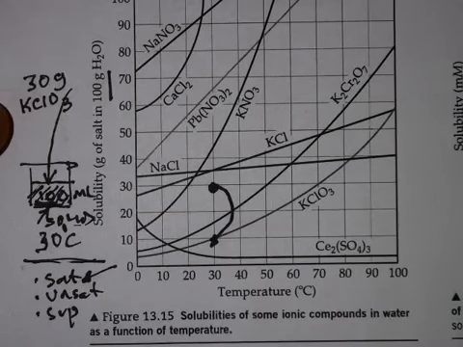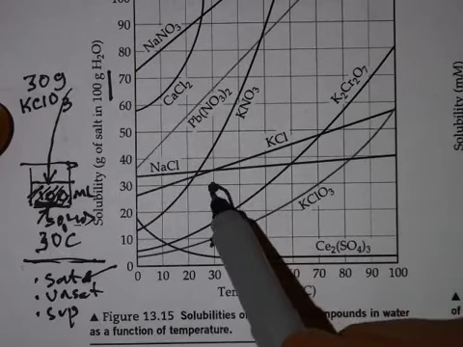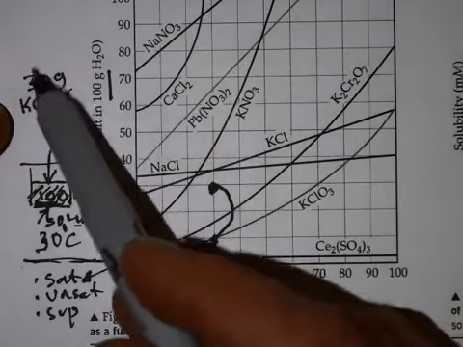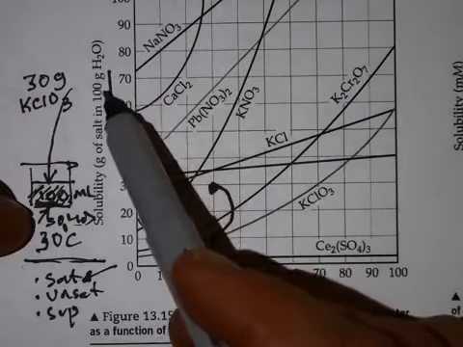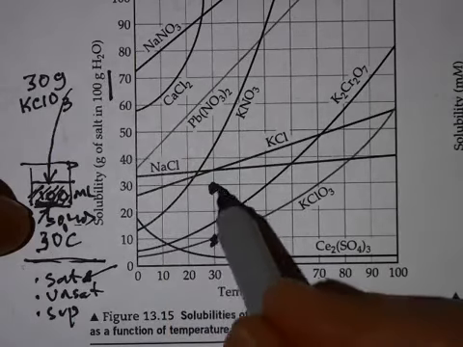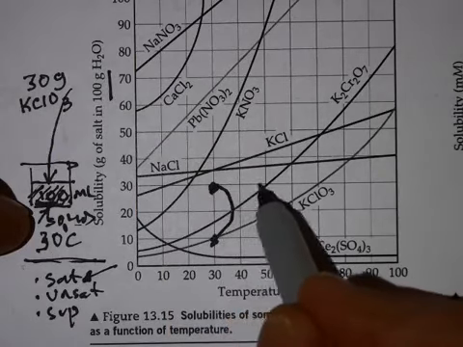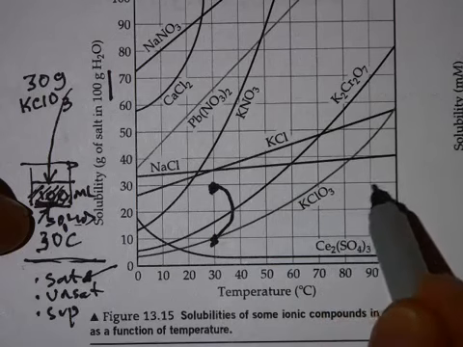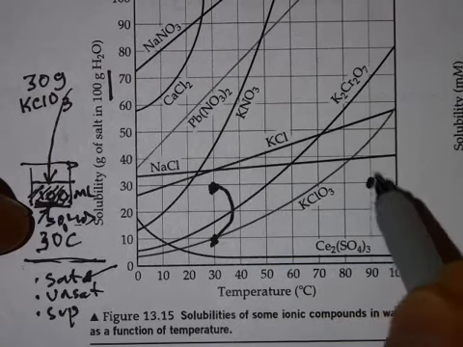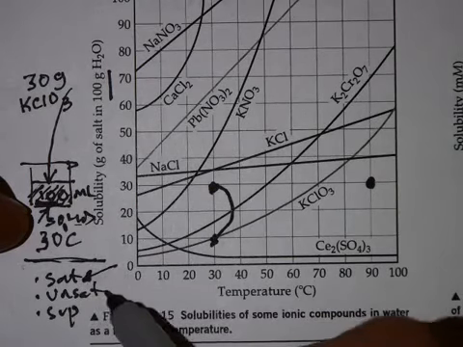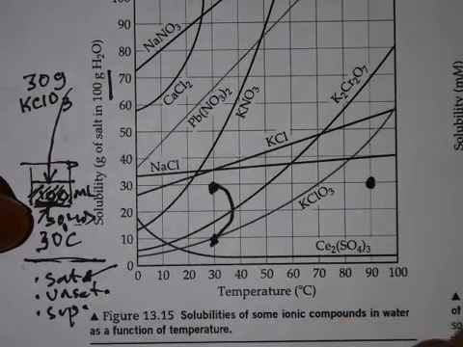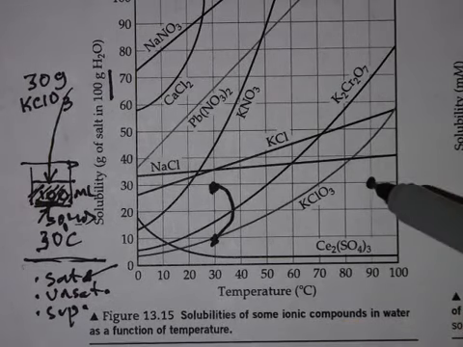Now let's take this solution and let's heat it up. The 30 grams of KClO3 is still in the solution. We still have 100 grams of water. It's at 30 degrees Celsius, but now I'm going to heat it up all the way to 90 degrees. All the way to here, 90 degrees. When I heat it to 90 degrees, now is the solution saturated, unsaturated, or supersaturated? 10 seconds, turn to your neighbor, justify your answer.